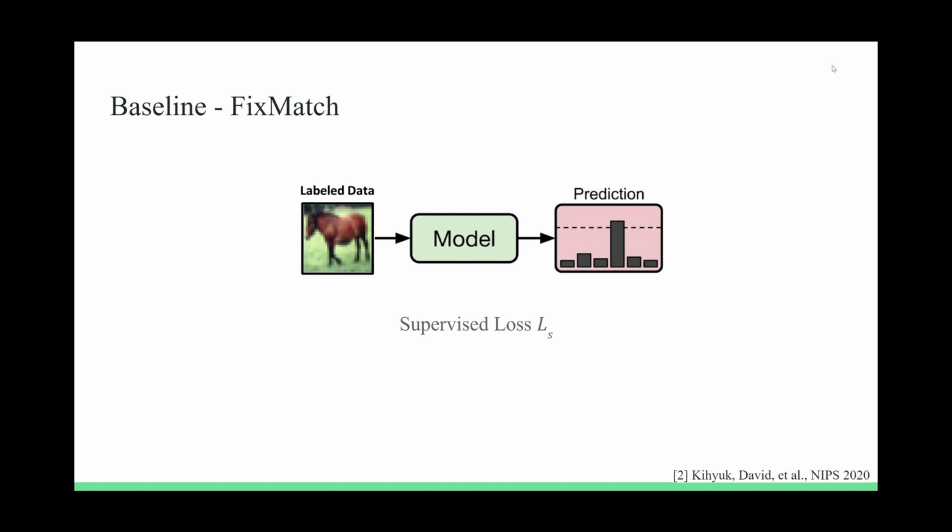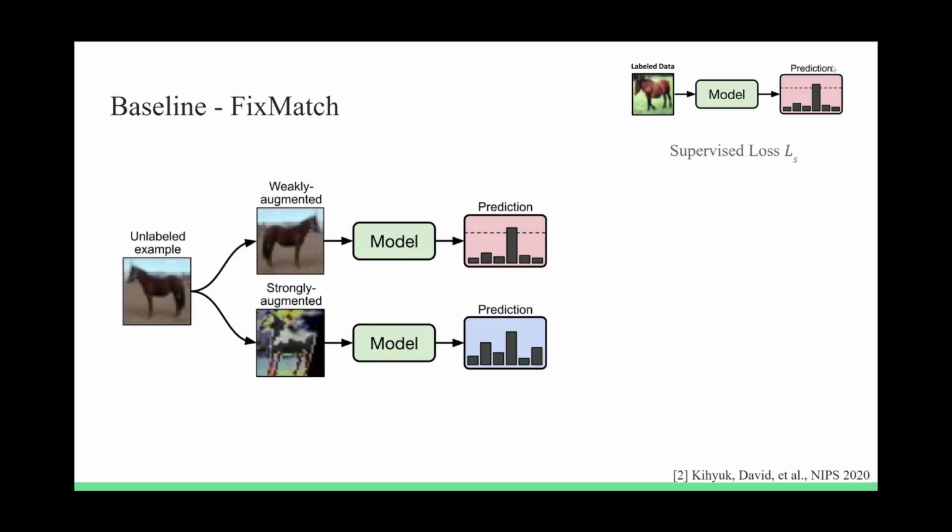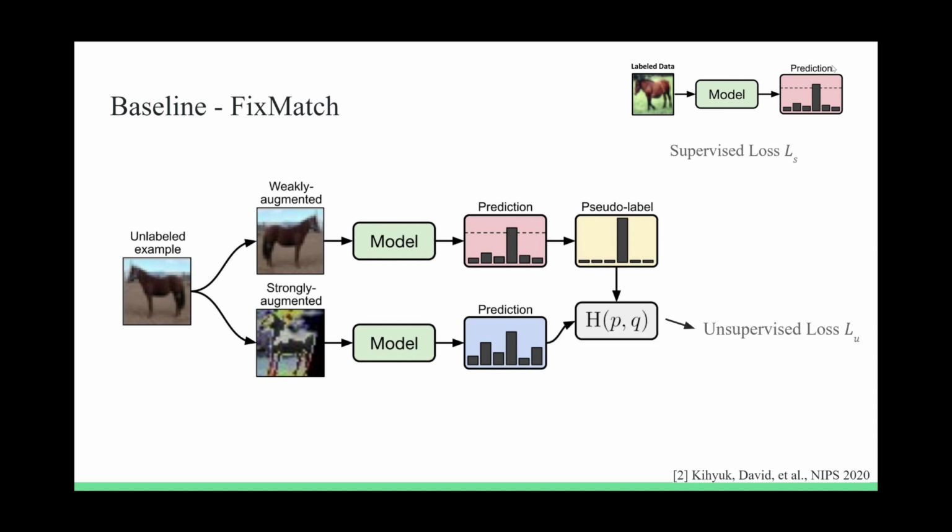FixMatch has supervised loss and unsupervised loss. Labeled data are trained using supervised loss with its true label. For unlabeled data, they are weakly augmented to get the prediction, and then a strongly augmented version is also used to get the prediction. Using the prediction of the weakly augmented image, pseudo-labels are generated and used as a target for unsupervised loss to train strongly augmented images. This equation shows the objective function of FixMatch with supervised loss and unsupervised loss.